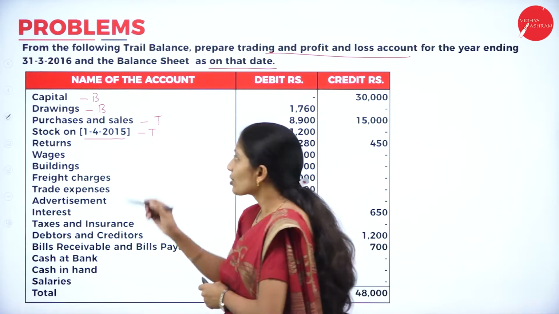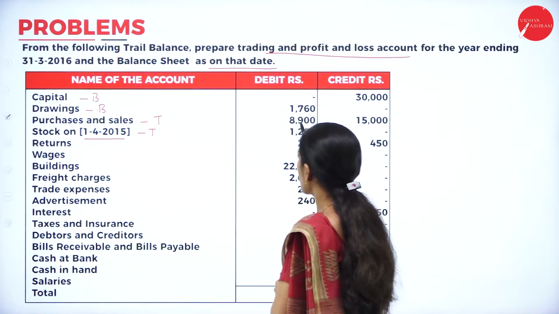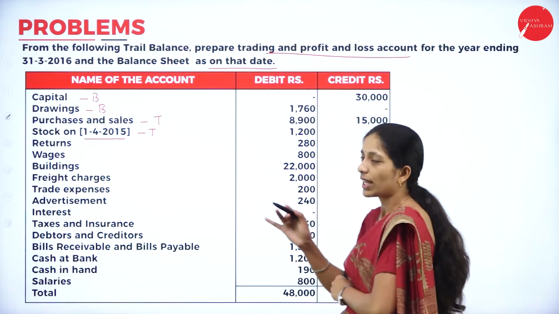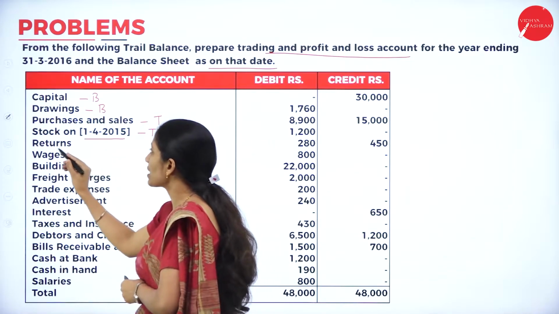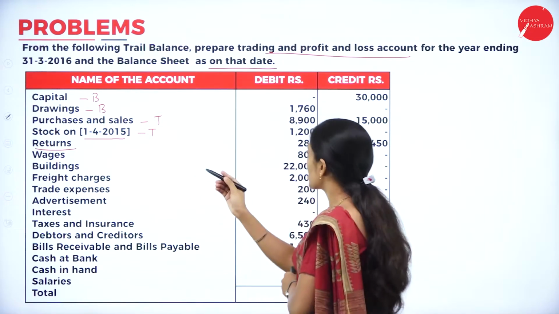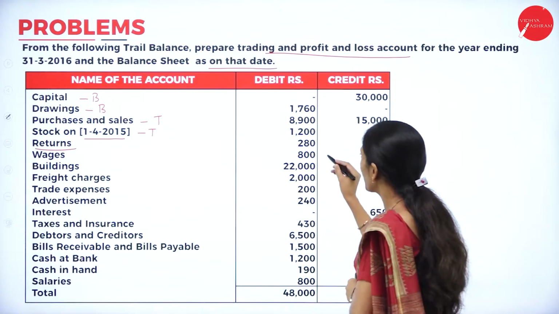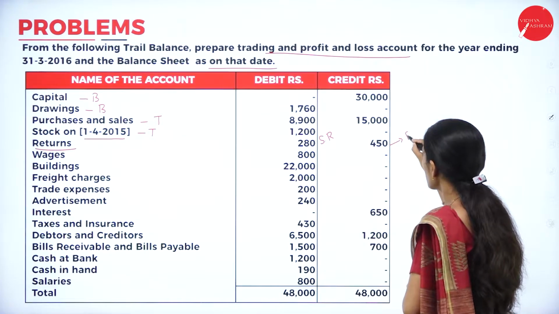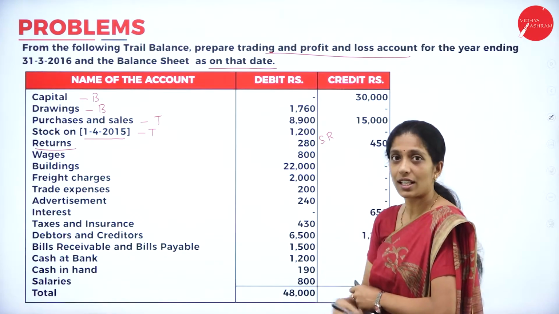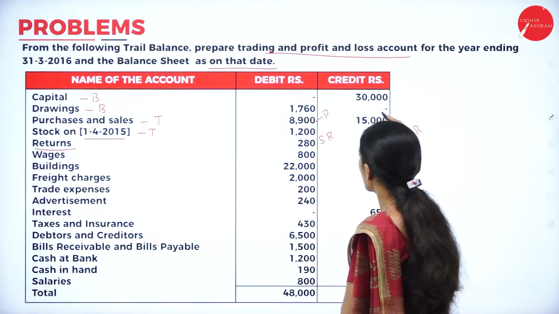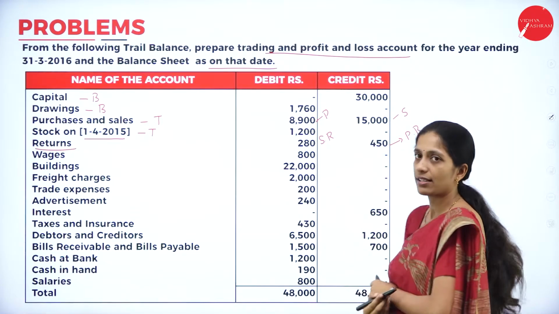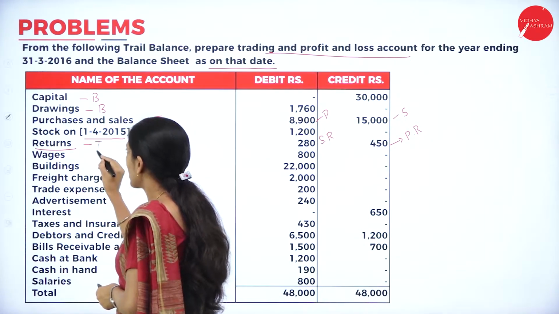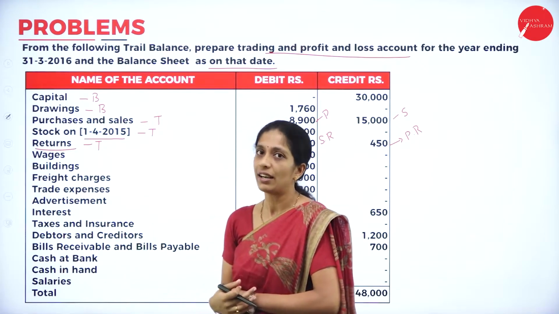Returns they have given. So we know what a purchase is. The purchase amount is 8,900 and the sales amount is 15,000. Returns, so here you have to be very careful. Purchase returns and sales returns. Whatever is on the debit side will be the sales return, and this will be the purchase return. Whereas when considering the purchase, the debit side will be purchase and the credit side will be sales. So you have to be careful. Returns, where do we record? In the trading account, where we have to deduct the returns.